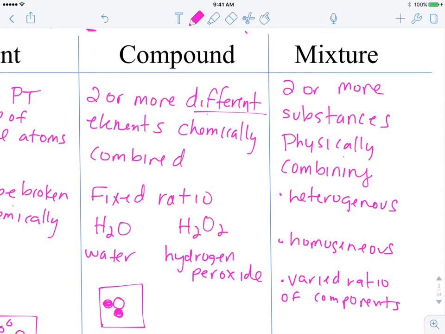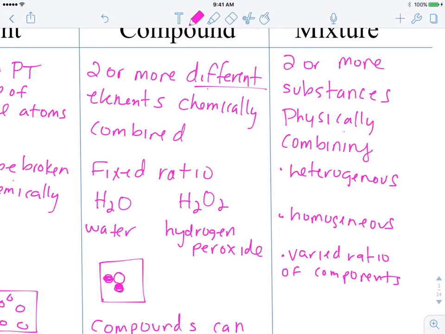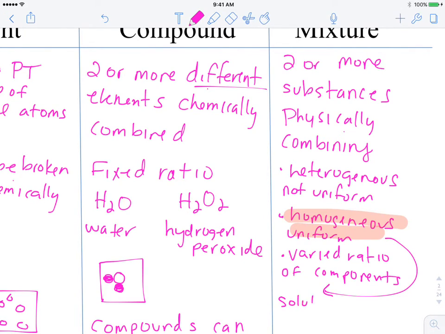Now with a mixture, with heterogeneous, that means that you are not uniform. Whereas with homogeneous, again, you are uniform. Homogeneous mixtures, they have a special name. They are called solutions. If somebody mentions something being a solution, then it means by definition that you are a homogeneous mixture.